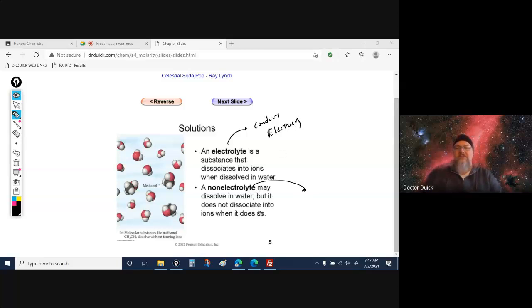Non-electrolyte does not make ions. So something like this, you might remember it from physics last year. We never got to play with that thing because we left early, before we start playing. But you can get pure deionized water.